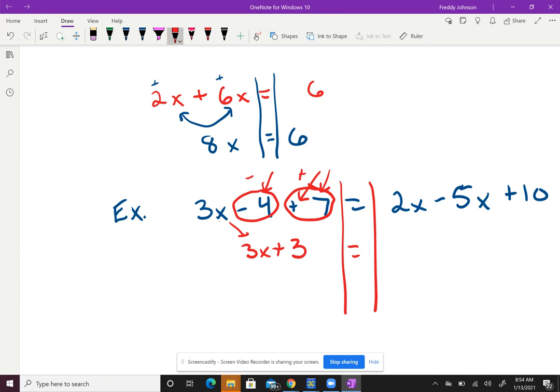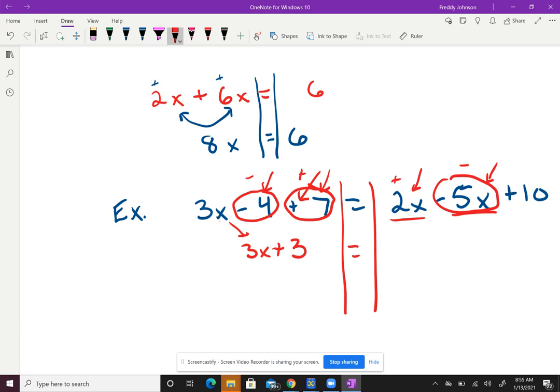Now, when I'm looking over at the right side, I do the same thing. Well, there's an x here. Do I have any other x's? Yeah, there's an x here. So that means these are like terms, so I'm going to combine them. Remember, this is a positive. This right here is a negative. Make sure you include it, I know it's minus, but it's a negative. So now we have a positive and a negative. Opposite signs tells me to subtract.